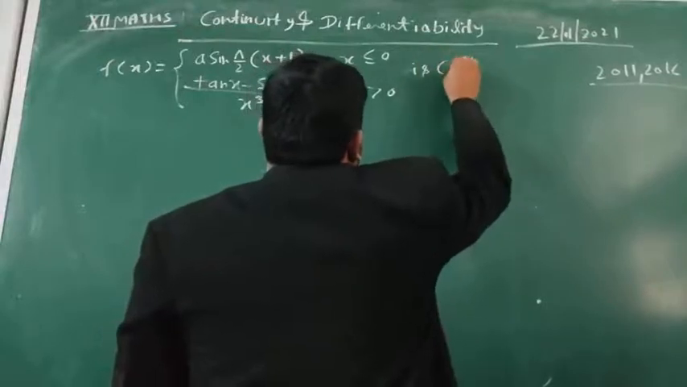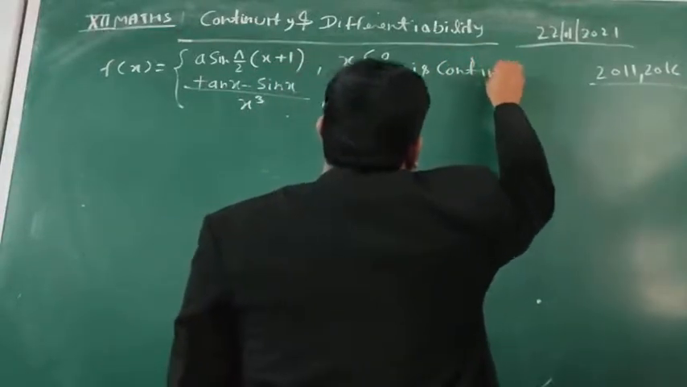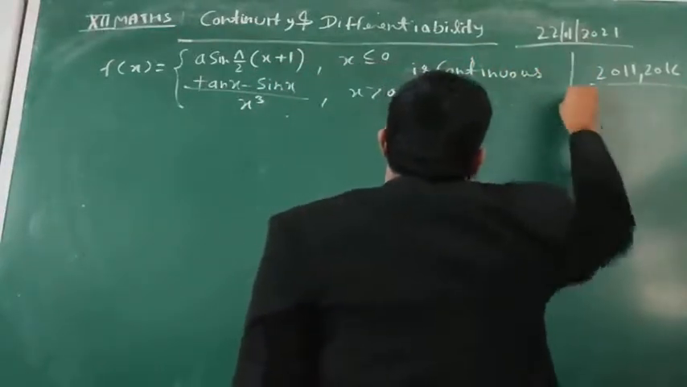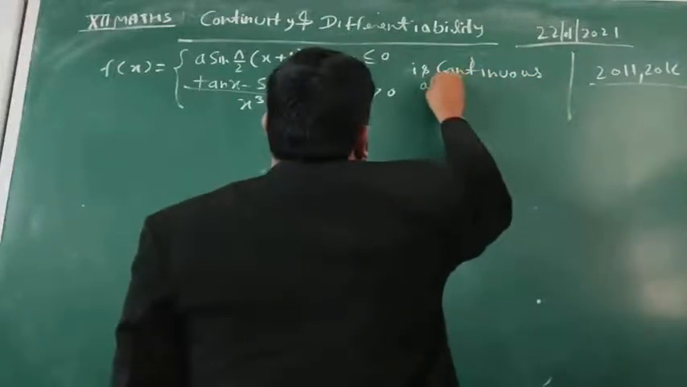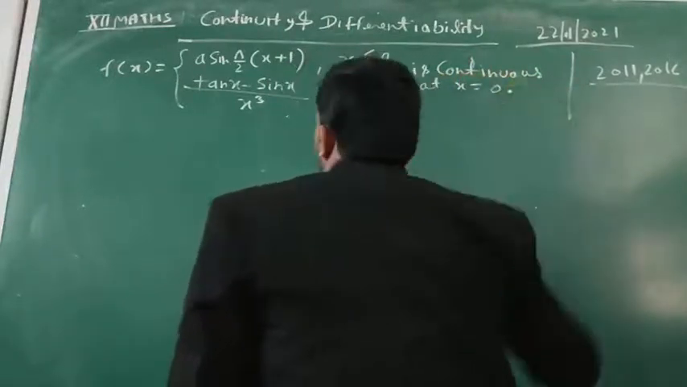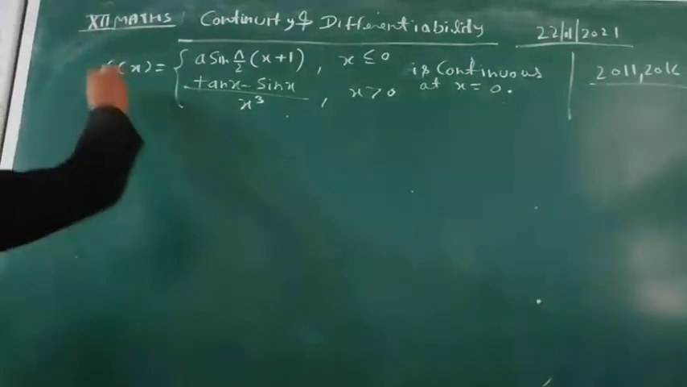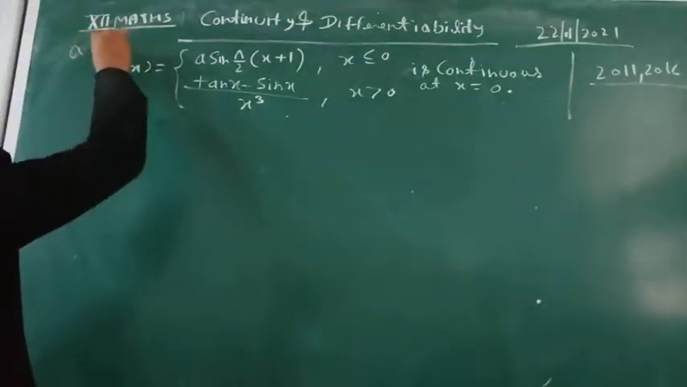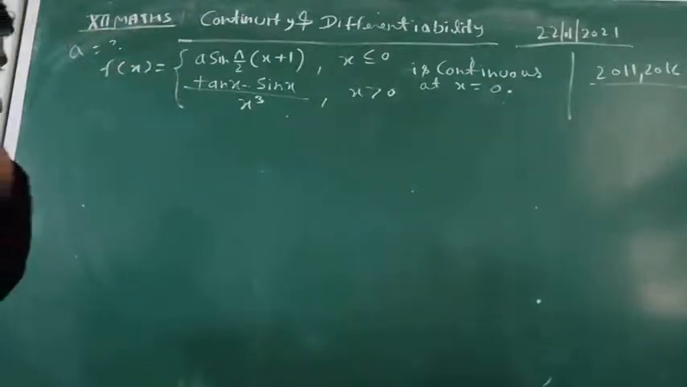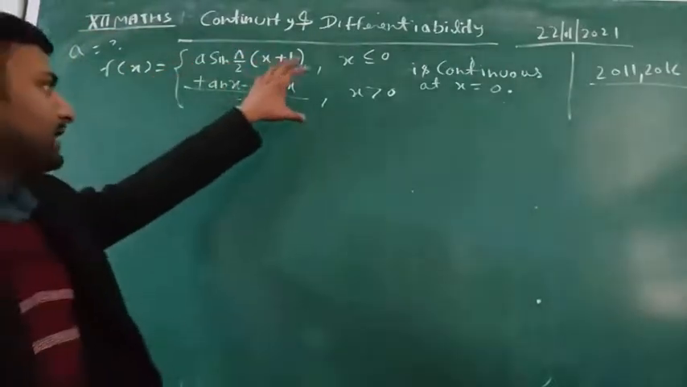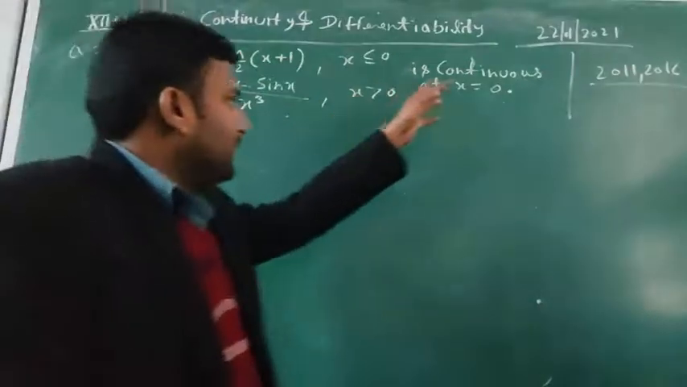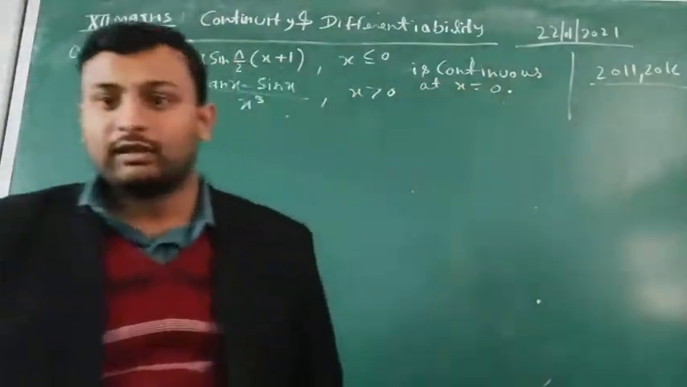Is continuous at x equal to 0. So student, our question says that find the value of this a in which the function f(x), defined like this, is continuous at x equal to 0.